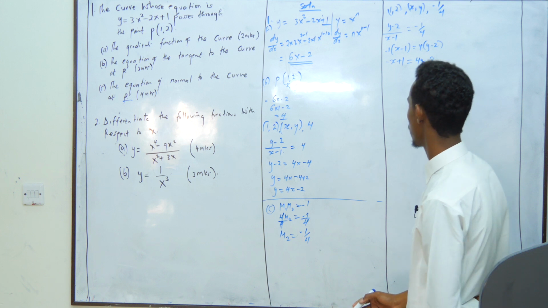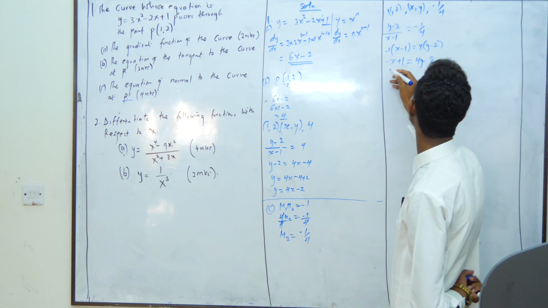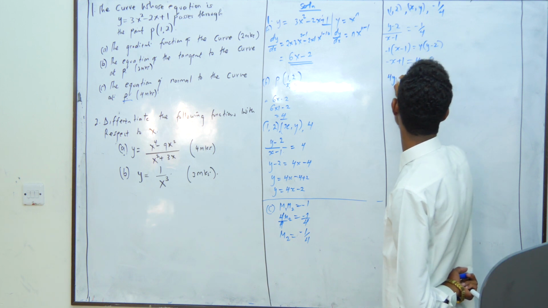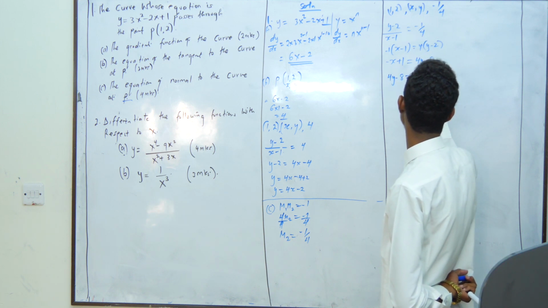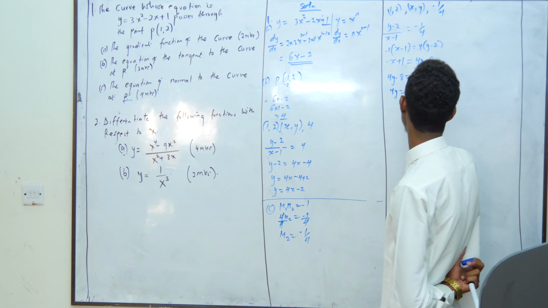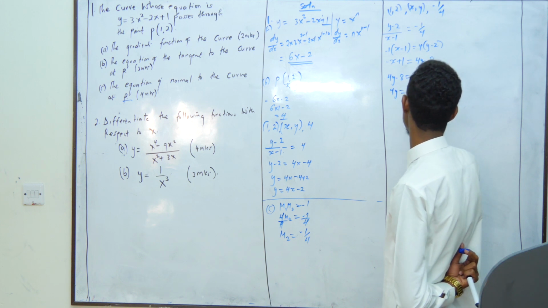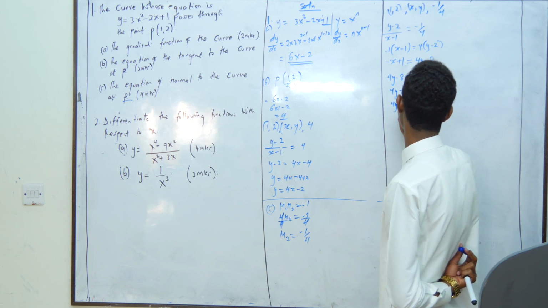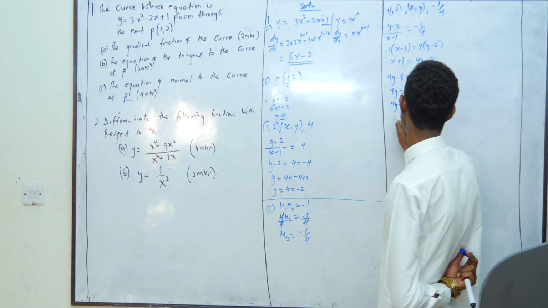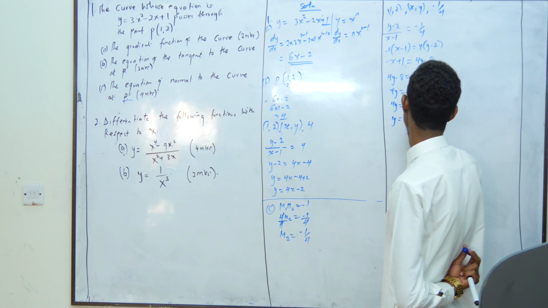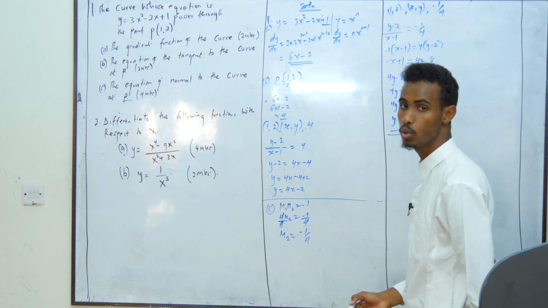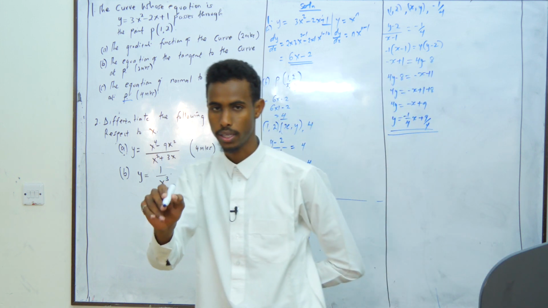Very good. Now, it becomes 4y minus 8 equals minus x plus 1, which is 4y equals minus x plus 1 plus 8. Now 4y equals minus x plus 9. So y equals minus 1 over 4 x plus 9 over 4. And that is the equation of the normal to the curve.